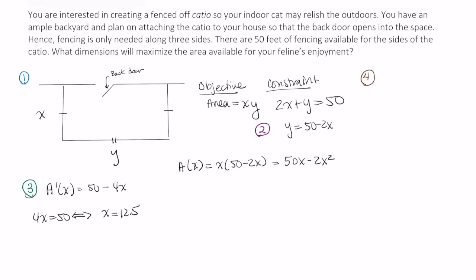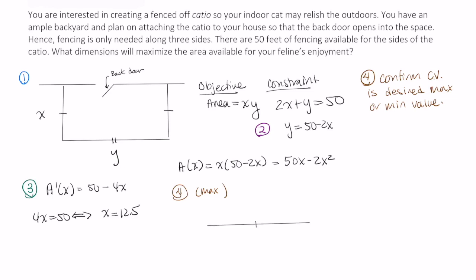Next, let's move on to step 4. And in step 4, we're going to confirm the critical value we found is the desired minimum or maximum value. In our case here, we're looking for a max, since we're looking to maximize the area. So let's just start with a number line. And on this number line, let's go ahead and mark where we found 12.5. So that is the critical value we found on a number line. I think everyone would agree that x equals 10 is less than 12.5. And I also think everyone watching this video will agree that x equals 15 is more than 12.5.